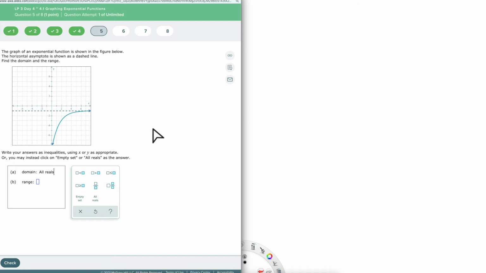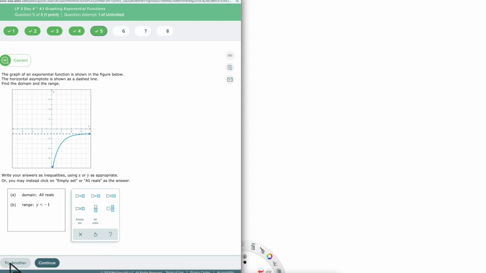But for the range, there is a limit. The limit is this line. It can't go above that line. It actually can't even get to the line. So we want to say that y, that's the range, has to be less than this line, and this line is at -1. It can't reach it. It's going to get closer and closer to that line, but it's never actually going to reach it. All right.